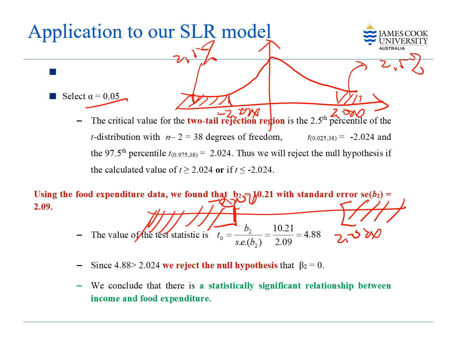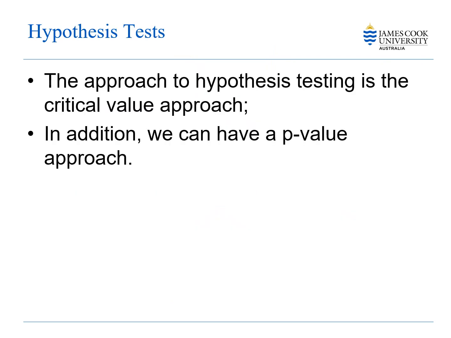We computed the t-value to be 4.88, and again it is located in the rejection region. So we reject the null hypothesis that beta 2 is equal to 0. We conclude that there is a statistically significant relationship between income and food expenditure. This approach to hypothesis testing is called the critical value approach.